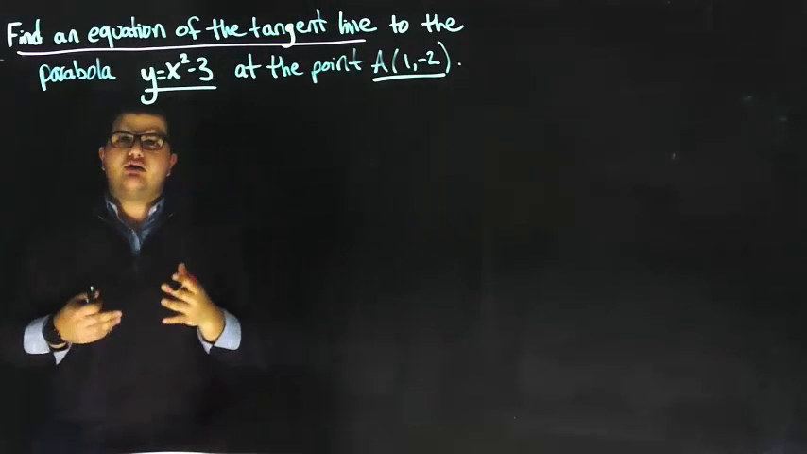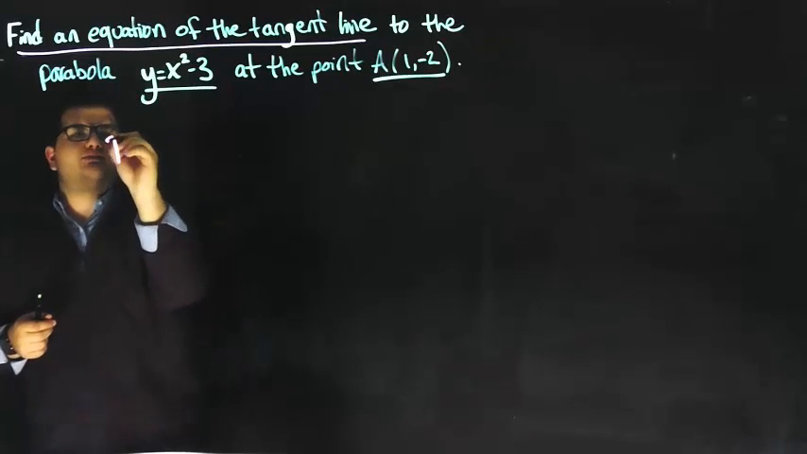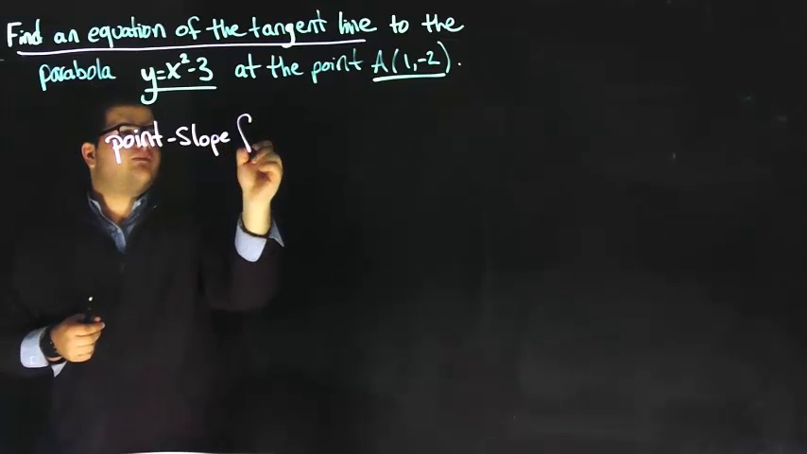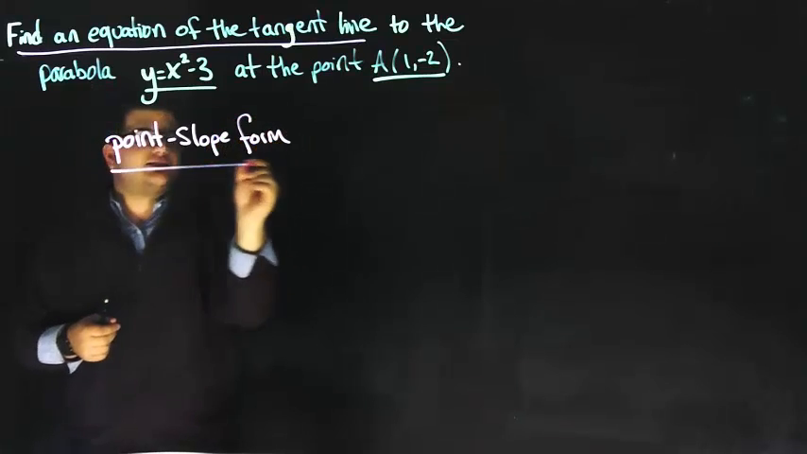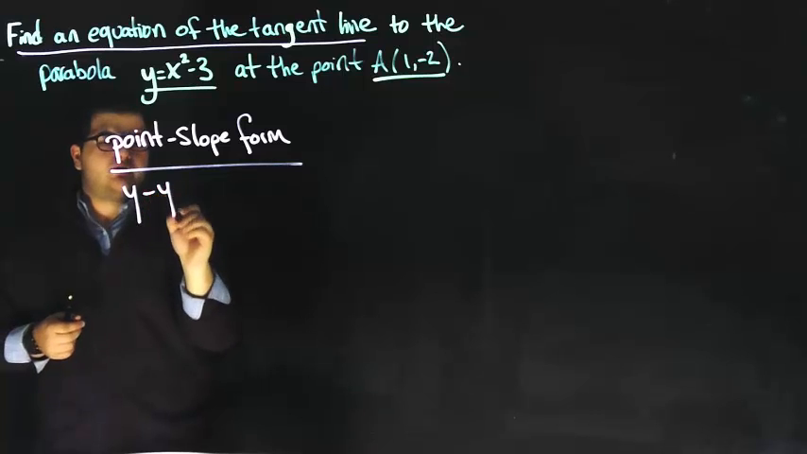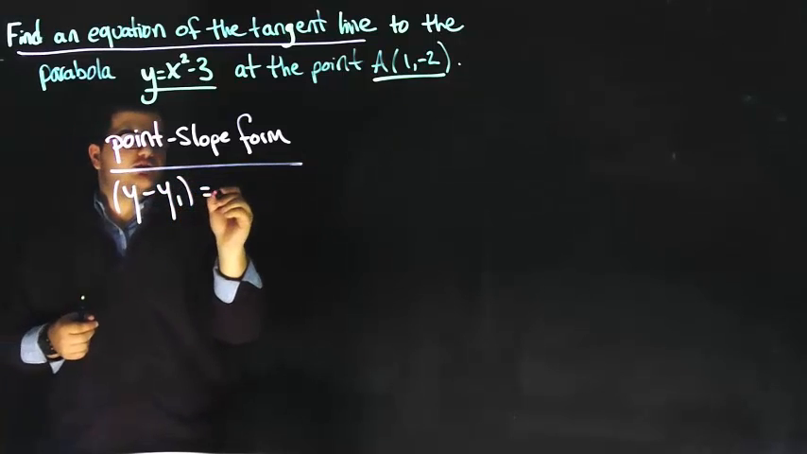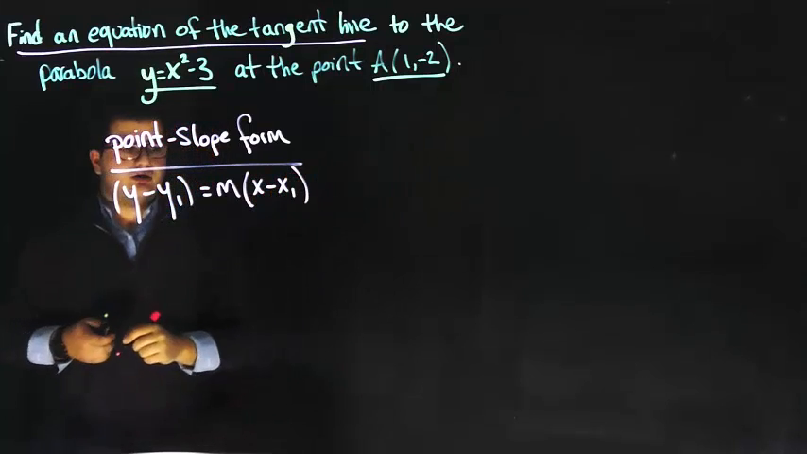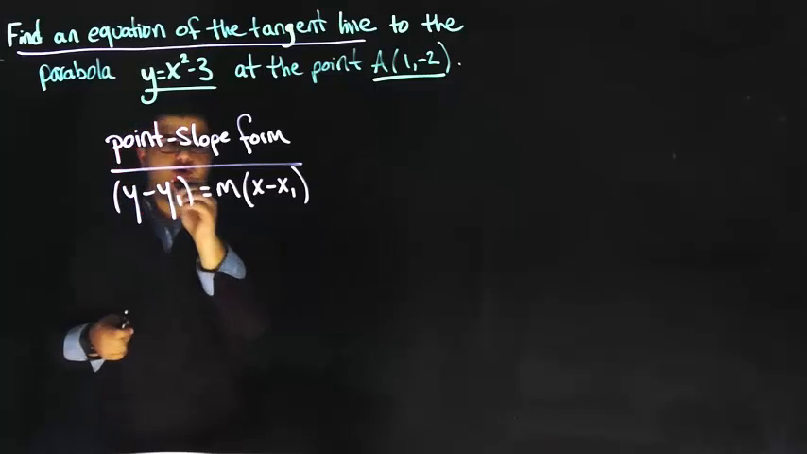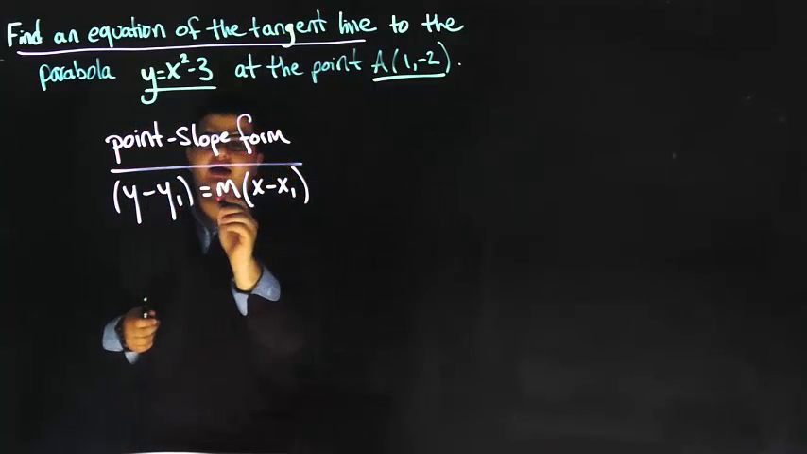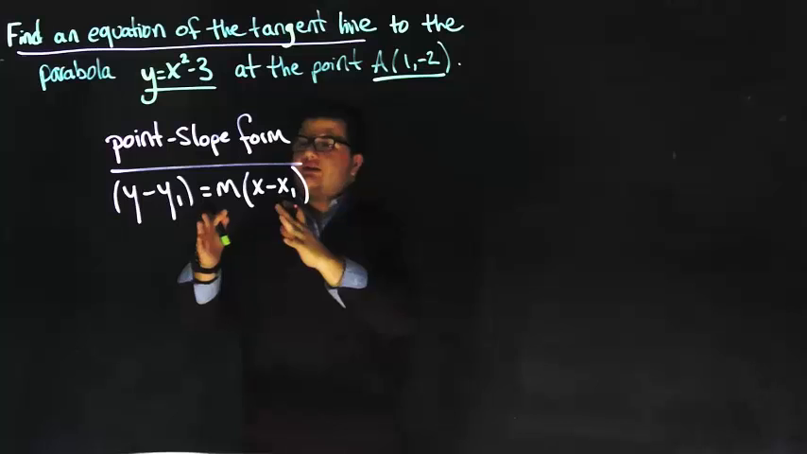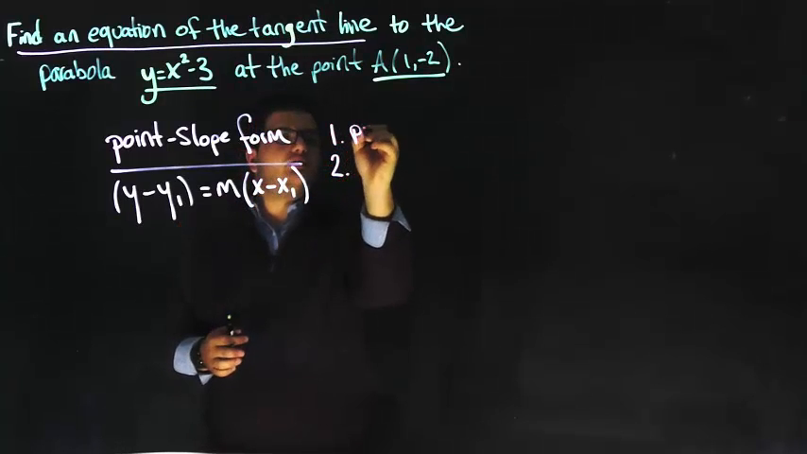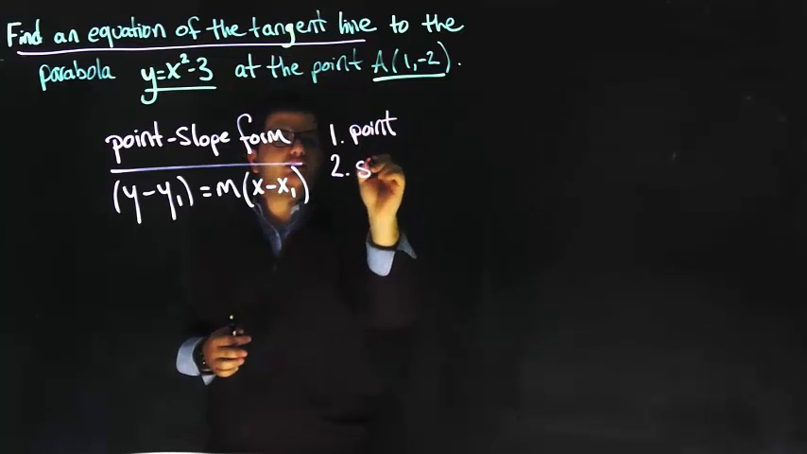So we need the formula for the equation of a line, and that's point-slope form of a line. And that's given as y minus y1 equal to m, which is the slope, times x minus x1. Where y here is your y coordinate, x1 is your x coordinate, and m is your slope. Now that we have the point-slope form, we realize that we need two things. We need a point, and we need a slope.